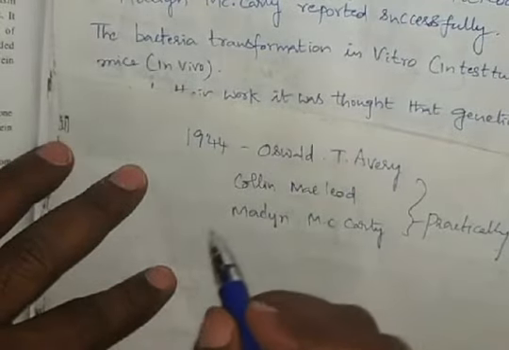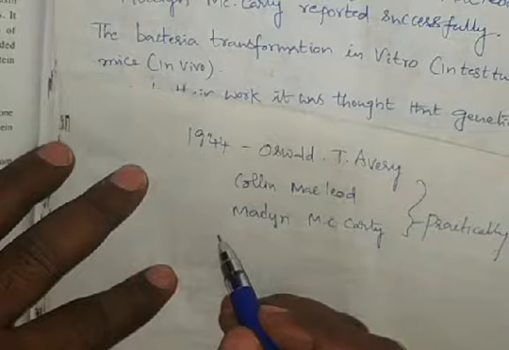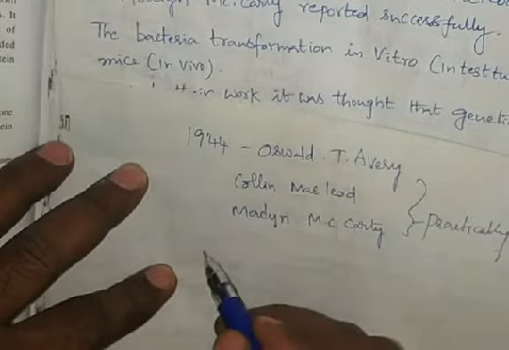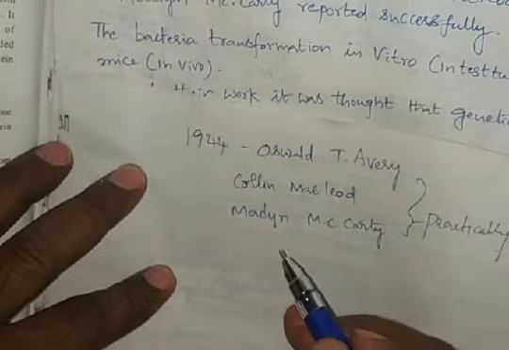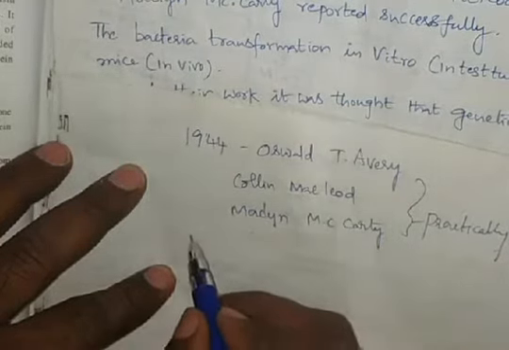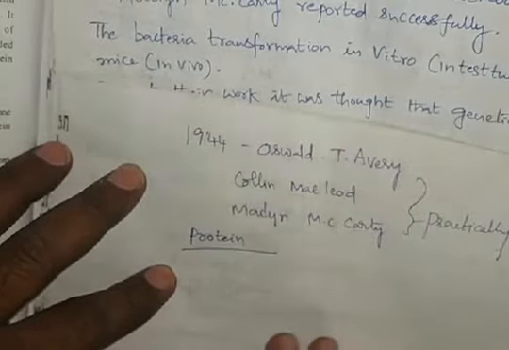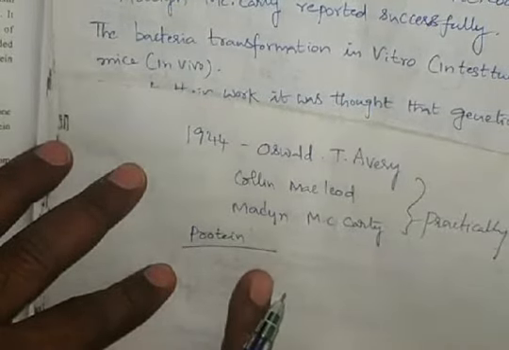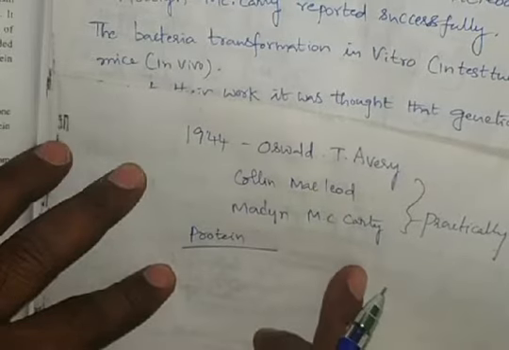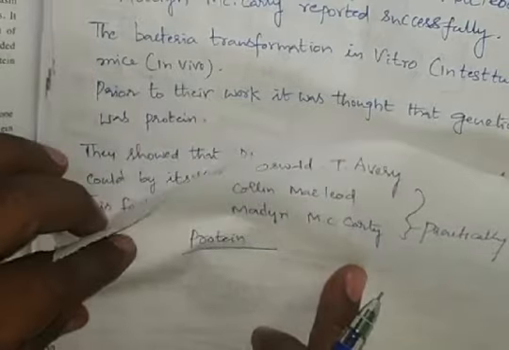Earlier to this experiment, whatever material was used for the transformation of R strain to S strain was thought to be protein. The material is a protein involved in the transformation of R strain into S strain. But these scientists proved what it actually is.